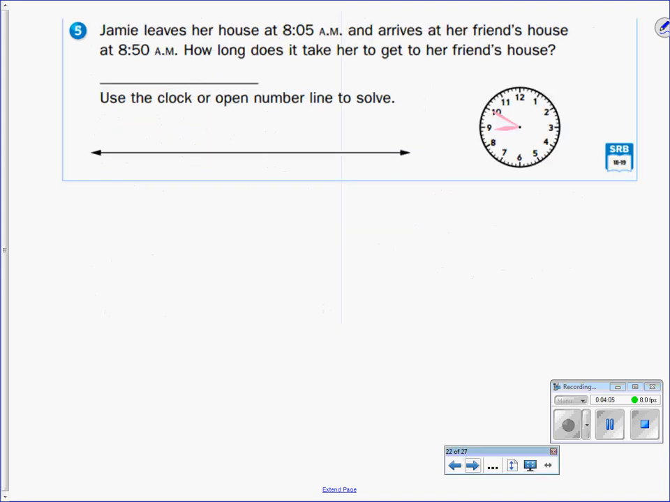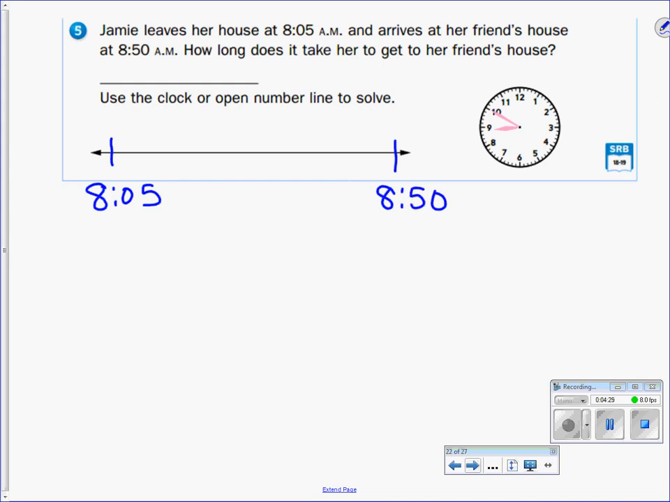And our last one. Jamie leaves her house at 8:05 a.m. and arrives at her friend's house at 8:50 a.m. How long does it take her to get to her friend's house? So let's use our open number line again, and we'll start. We know our start time is 8:05, and we know our end time is 8:50. So we want to go from 8:05 to 8:50.